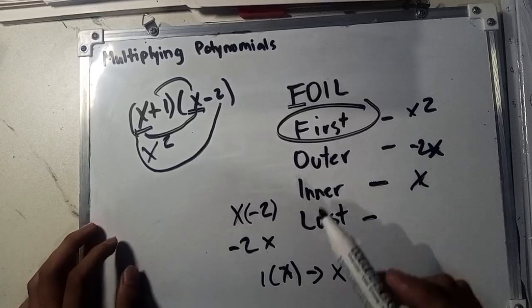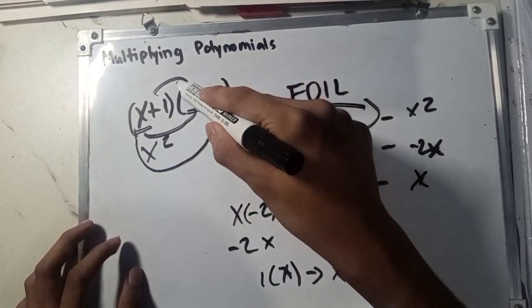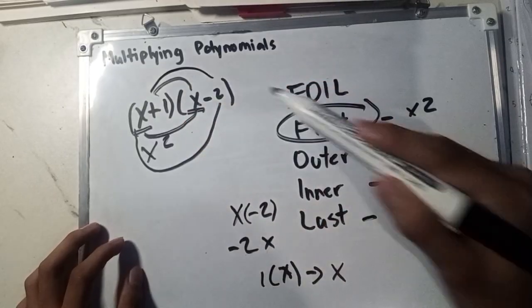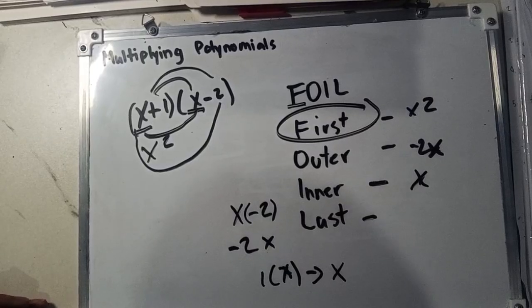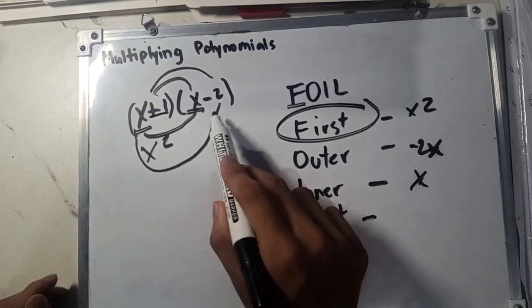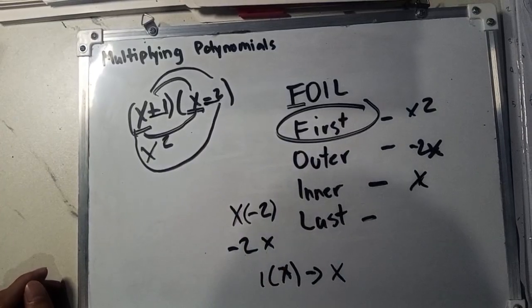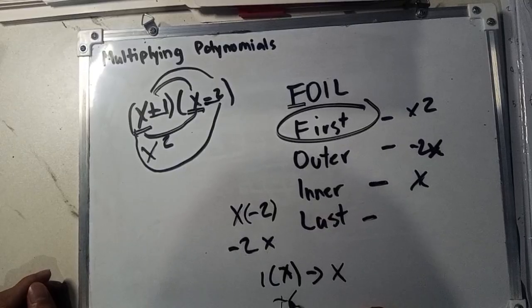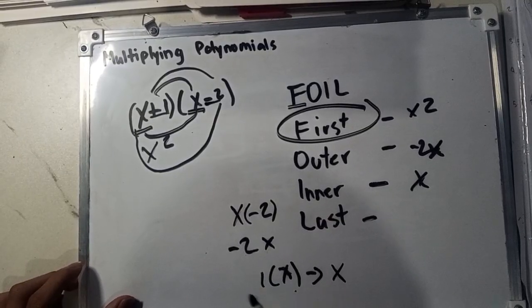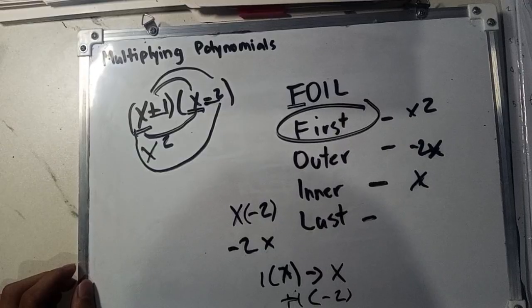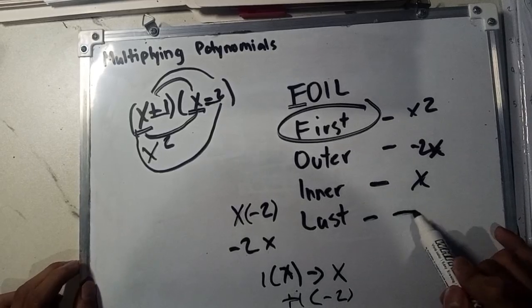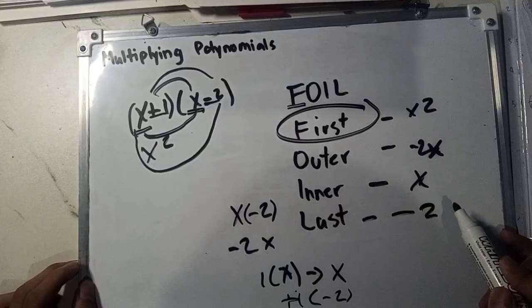And the last is the remaining part, which is this. The two last, or the second terms of the two binomials, that is positive 1 and negative 2. So positive 1 times negative 2 will yield negative 2. Multiplying different signs will yield a negative value, and 1 times 2 is 2.